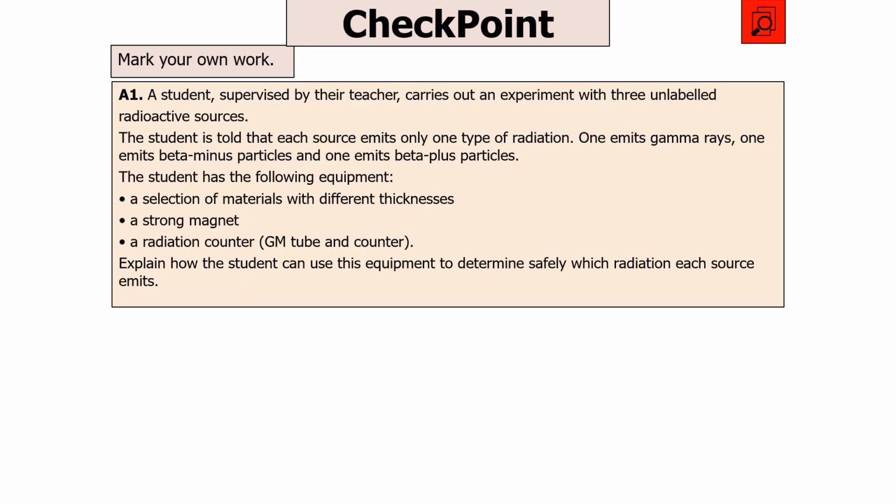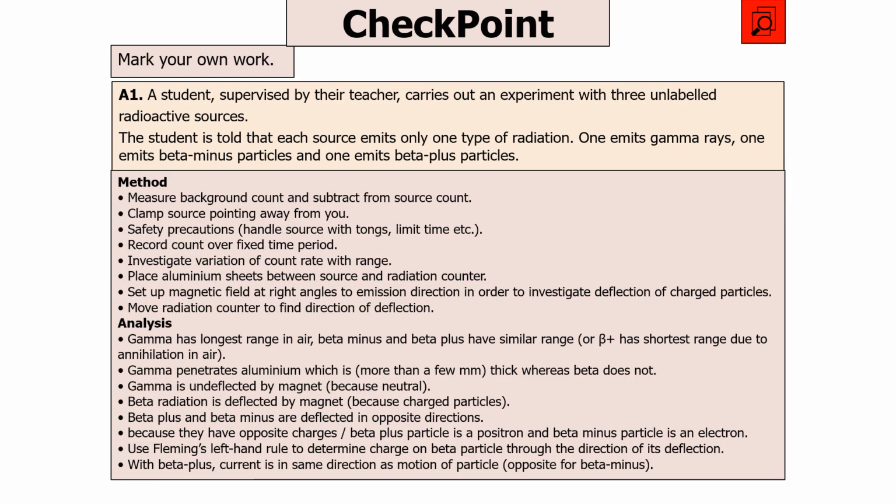Right, so what method would you use? You'd measure the background count and subtract it from your source count, very important in any radioactive experiment. You'd clamp the source pointing away from you. You'd have safety precautions, like handle the source with tongs and limit the time of exposure. You'd record the count over a fixed period and then investigate how the count rate varies with the range. You could place aluminium sheets between the source and radiation counter. You could then set up magnetic fields at right angles to the emission direction to investigate if they deflect as charged particles, or you can move the radiation counter to find the direction of the deflection.